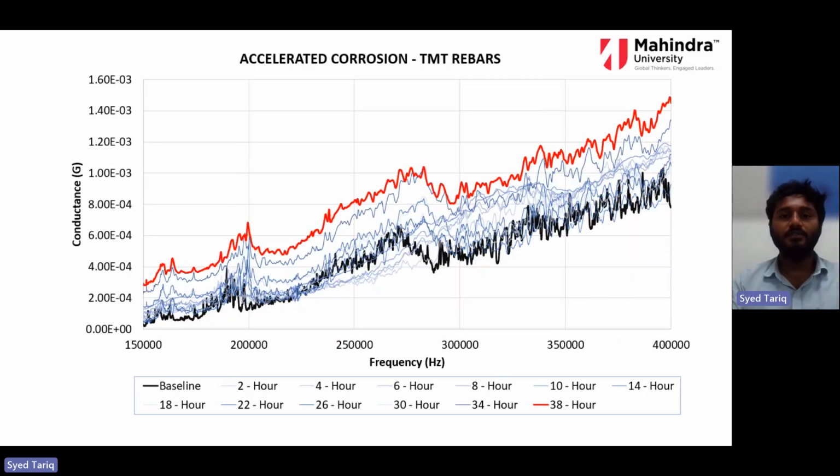The same is the case with the TMT bar. The TMT bar also has shifting peaks, and you can see the increase in amplitude as well. As we said earlier, the dark one is the healthy state signal, each line in between is a consecutive signal, and the 38th, our last one, is the red one.